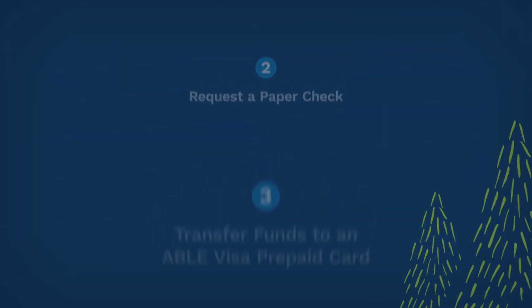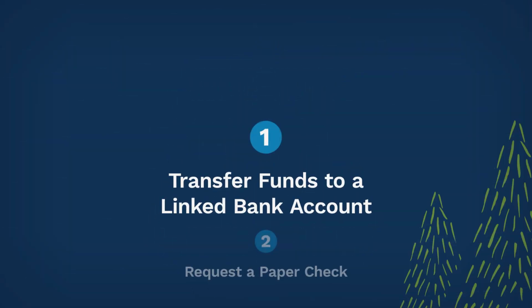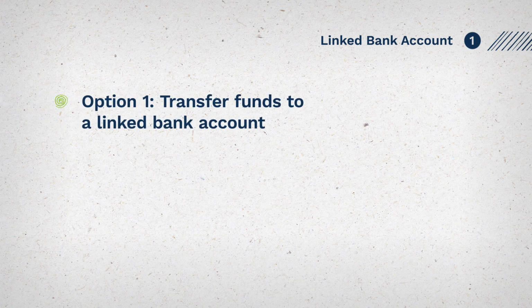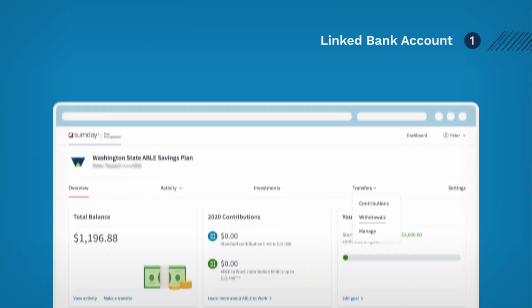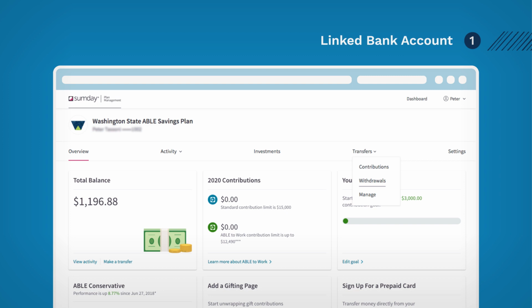Option 1. Transfer funds to a linked bank account. Withdrawals from an ABLE account to a linked bank account can be made in 2 ways: online or through a mail-in form. To make a withdrawal online, log into an ABLE account, click the Transfers tab on the Account Overview page, and then click Withdrawals.